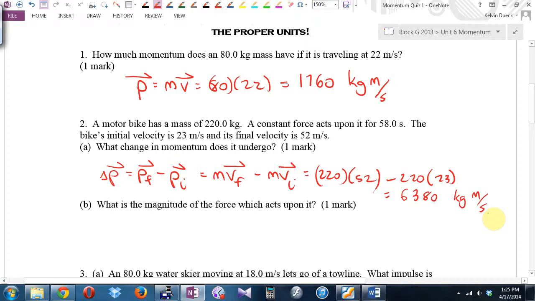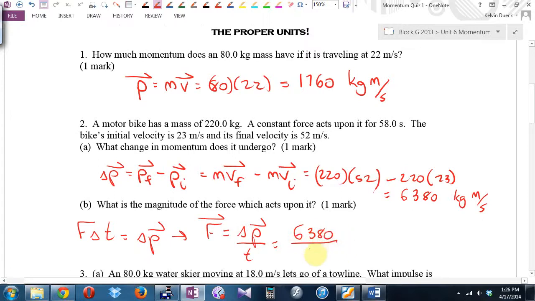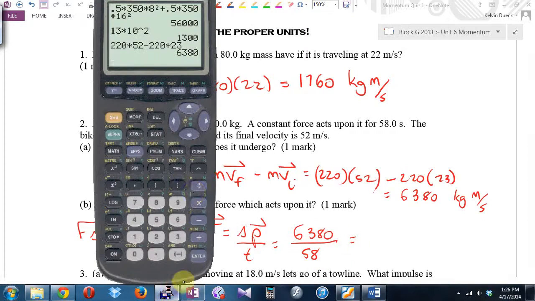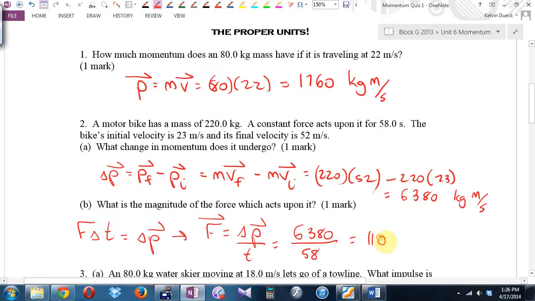What's the magnitude of the force that acts on it? Okay, now I think I'm going to say force times change in time also equals change in momentum. I think the force is going to be change in momentum divided by the time. It's going to be 6,380 divided by 58 seconds. It's going to be, holy smokes, it works out evenly. That tells you Mr. Kamosi made up this question. 110 newtons. He's better at mental math than I am. I don't care enough to make them work out evenly. One mark.